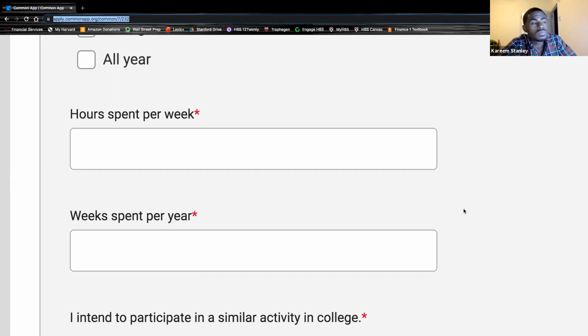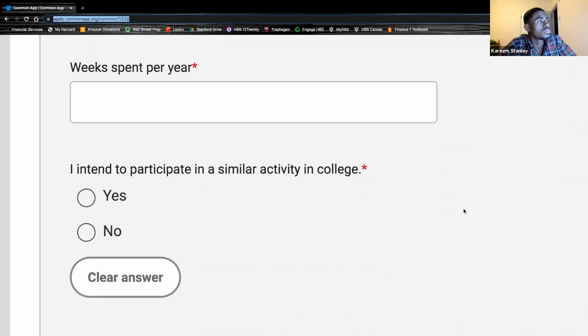Okay. Now they want to ask you, I intend to participate. This is marked with a red asterisk. I intend to participate in a similar activity in college. Well, I would hope so. So start choosing your activities and start planning what you're going to do.